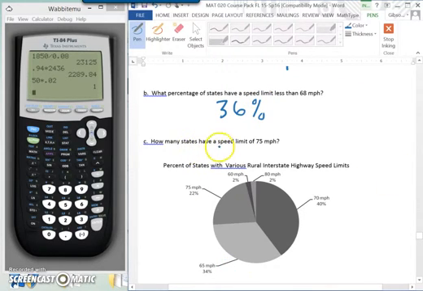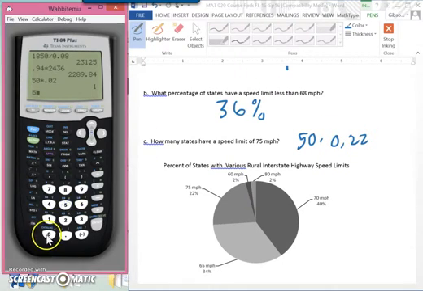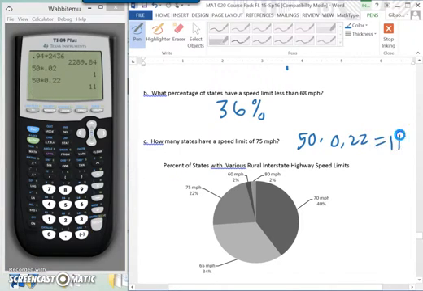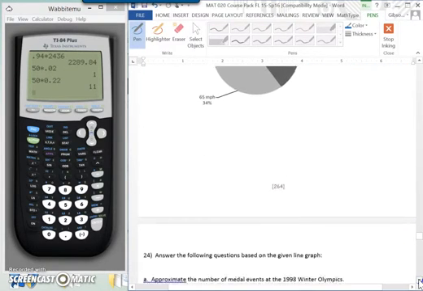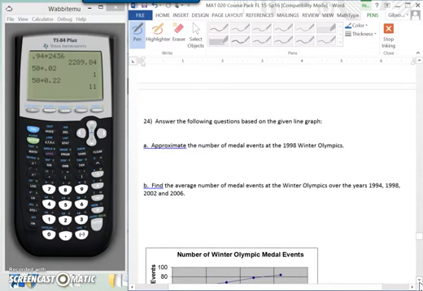Now it says how many states have a speed limit of 75 miles per hour? So we would take 50 times 0.22, and that would give us 11. So our answer here would be 11. Now, we go on to the next page, or problem 24.